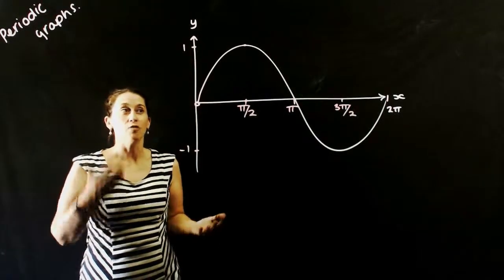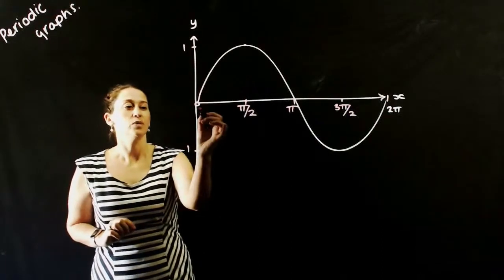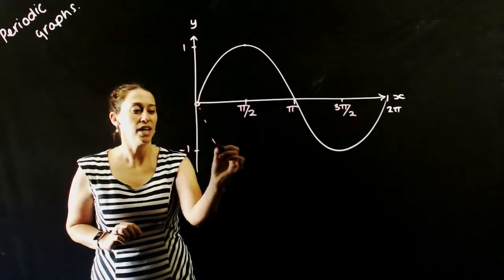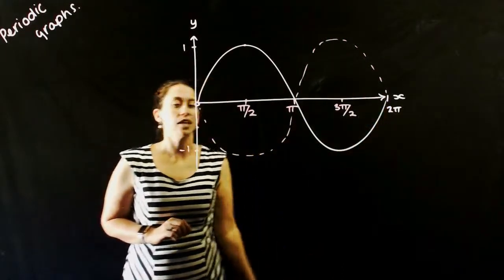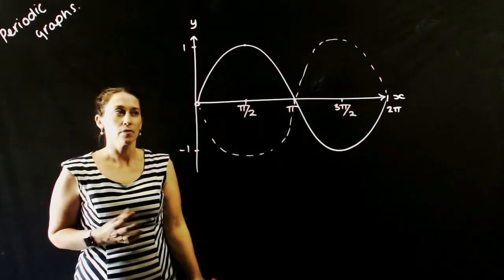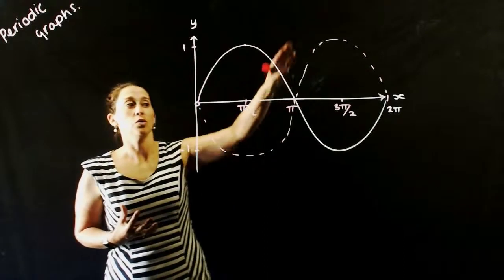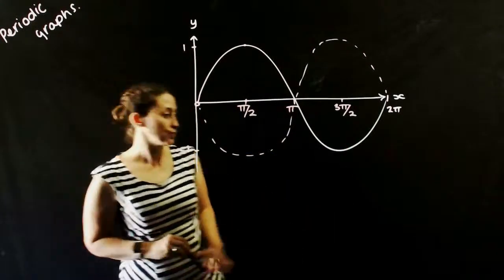If we look at a reflected sine graph, we know that it's been reflected on the x-axis. If I draw that in a dotted line, it too has a period of 2 pi. It's just going anti-clockwise around the unit circle.